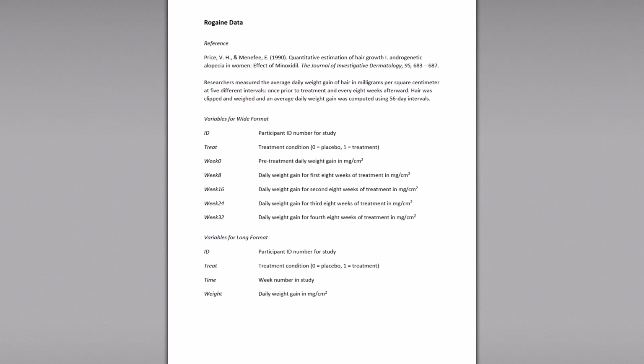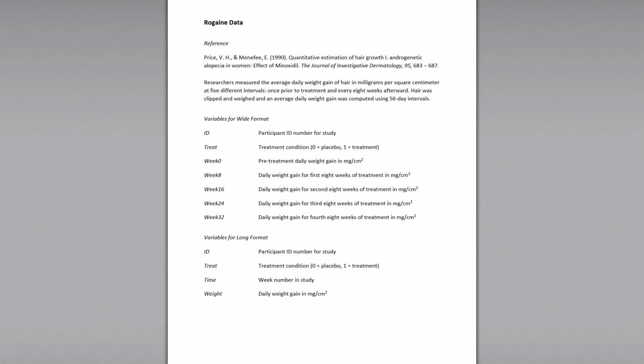Then if we go to the long format, we'll actually create a time variable in which we indicate the week number in the study. That is 0, 8, 16, 24, 32, and then weight would be the daily average weight gain in milligrams per square centimeter. That weight is actually appearing in each of weeks 0, 8, 16, 24, and 32. So again, the same data, but in a different format.